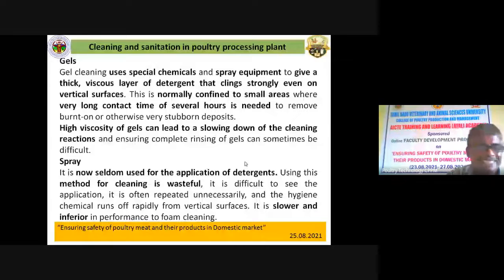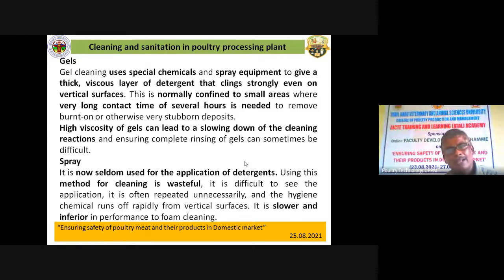And these gels require a very long contact time, even several hours, for the surface to be cleaned. If the viscosity of the gel is higher, it delays the cleaning process. So the viscosity of gels has to be optimal, and it should be applied evenly over the surface of the equipment or floor to be cleaned as a thick viscous layer.